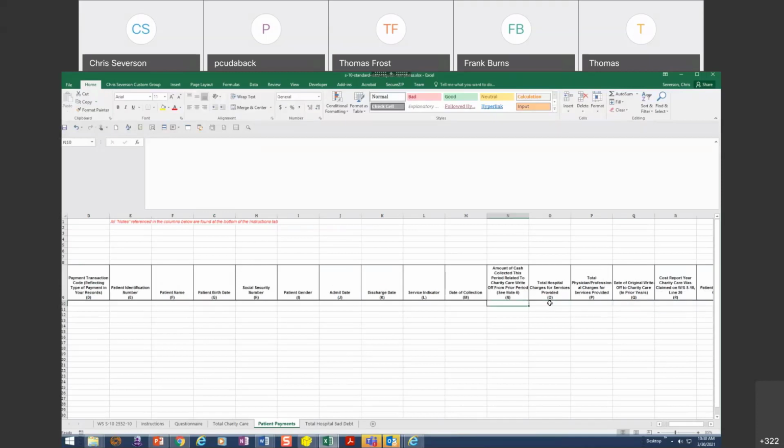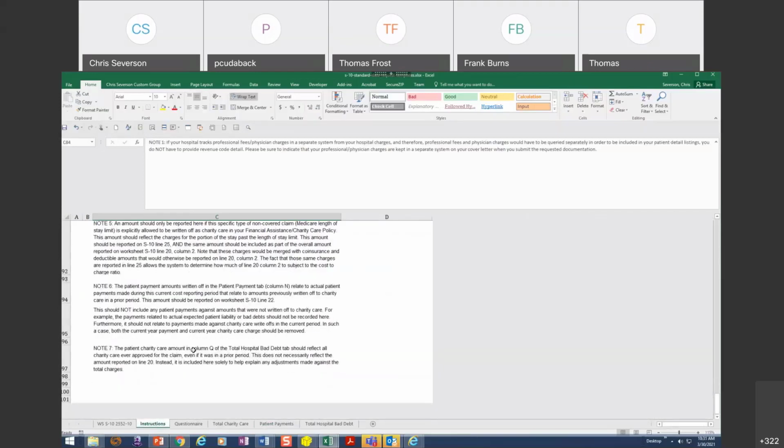N, the amount of cash collected this period related to a charity care write-off from the prior period. So this is the dollar amount, and this is what's ultimately going to go on line 22. And it says see note 6. So if we take a look at that, the patient charity care amount in column Q, oh, that's note 7.